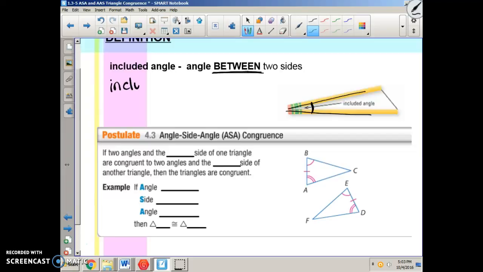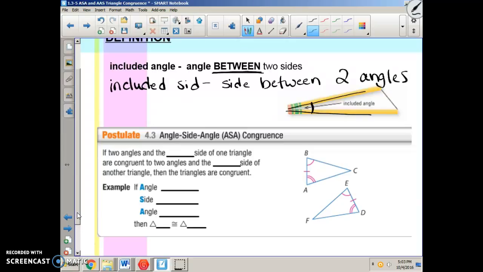So the included side would be the side between, yep, you can guess it, two angles. Okay, so we're kind of flipping it around. Previously we learned that included angle is the angle between two sides. Now we're talking about, oh, apparently I can't spell. The included side is the side between two angles.